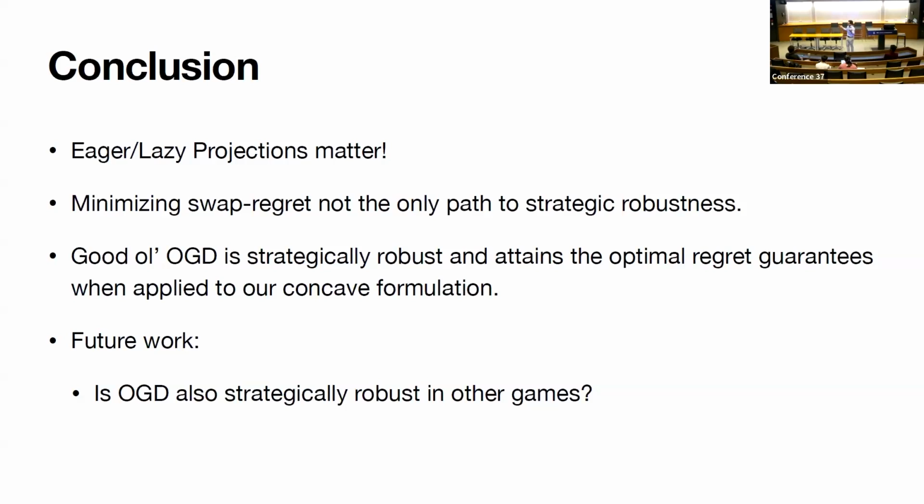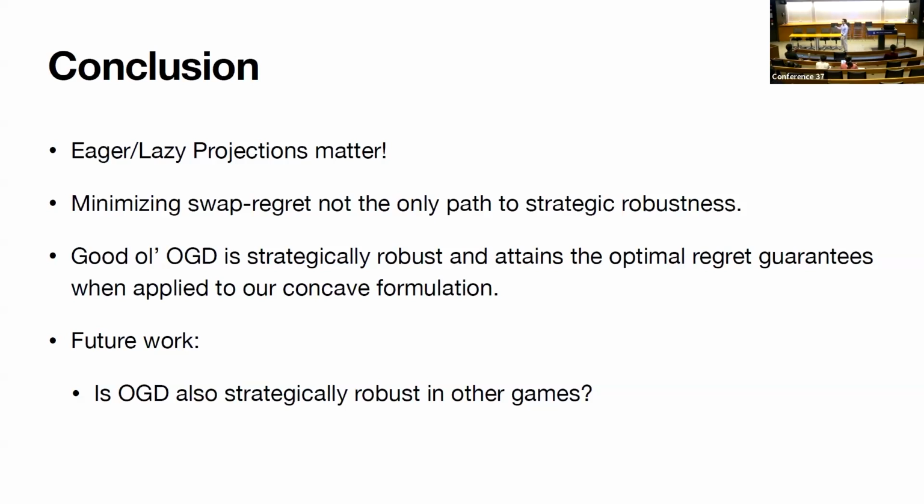And finally, it's just surprising to us that this simple algorithm, the oldest one probably for optimization, already achieves all of the properties that you need. It Pareto dominates the previously known algorithms. It's getting you the optimal square root regret and being strategically robust to manipulation.